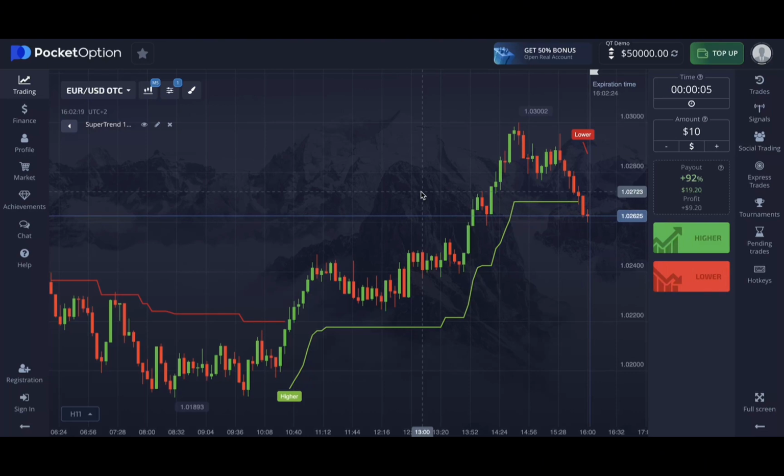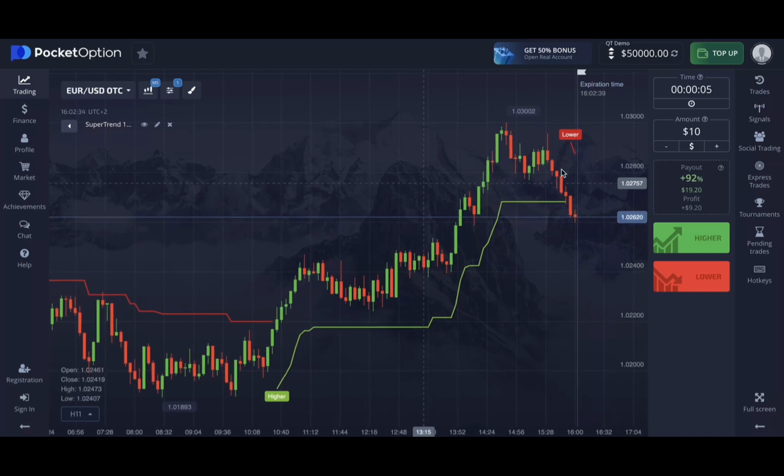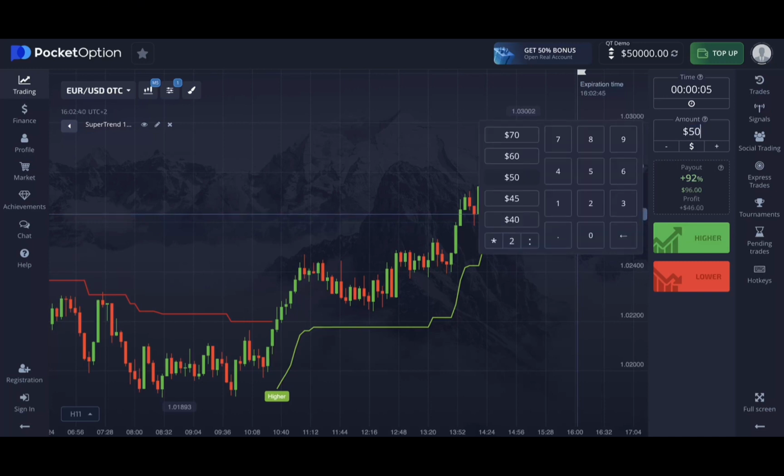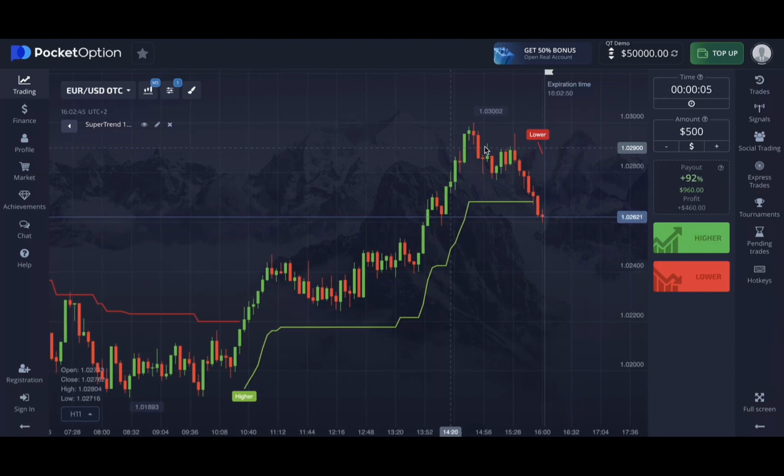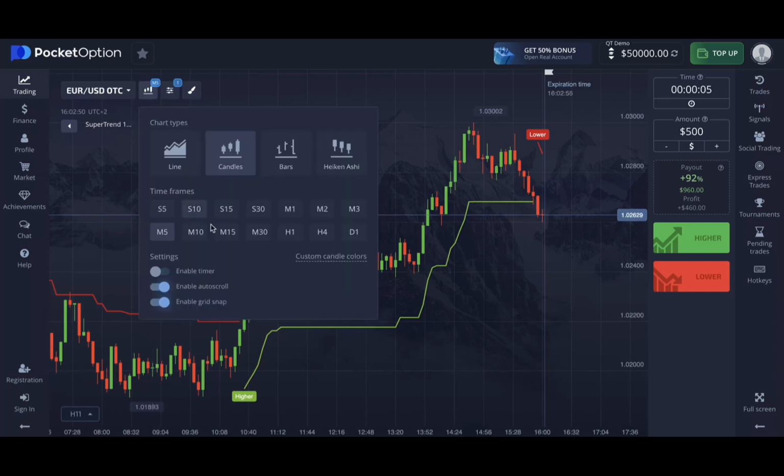One more thing is that I will risk only 1% of my account for this strategy for every trade. My account is a $50,000 demo account, so I'm going to put $500 per trade. This will be my investment amount. Let's now go to the 1-minute time frame.